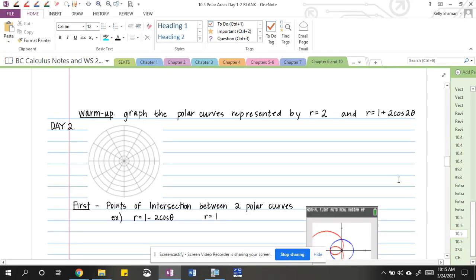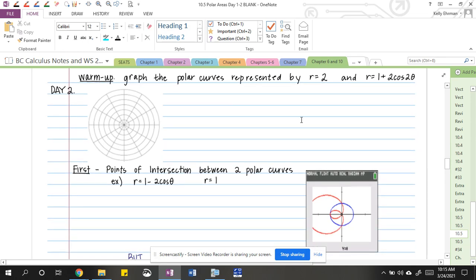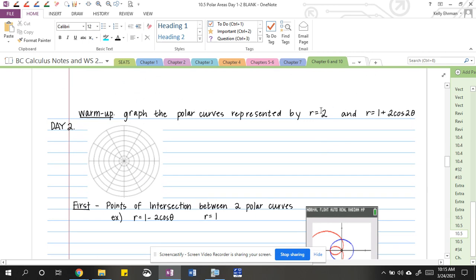All right, today is our last day of notes for BC Calculus. So we'll get right into it. We want to warm up by graphing the polar curves represented by r equals 2, which is just a circle, and 1 plus 2 cosine 2 theta. So the circle is easy. It's got a radius of 2, so that would be this.